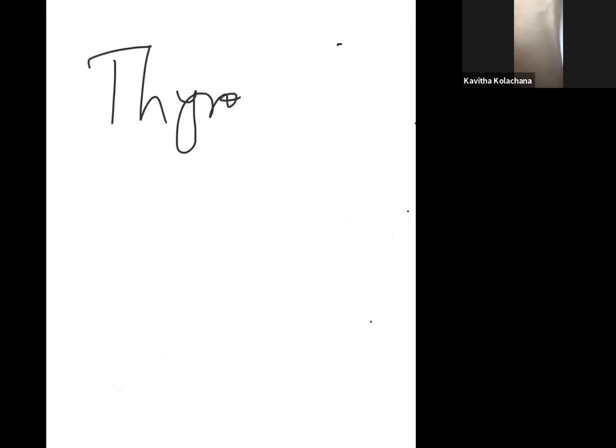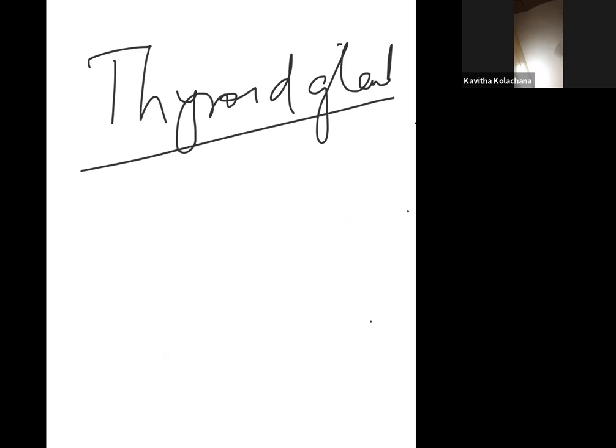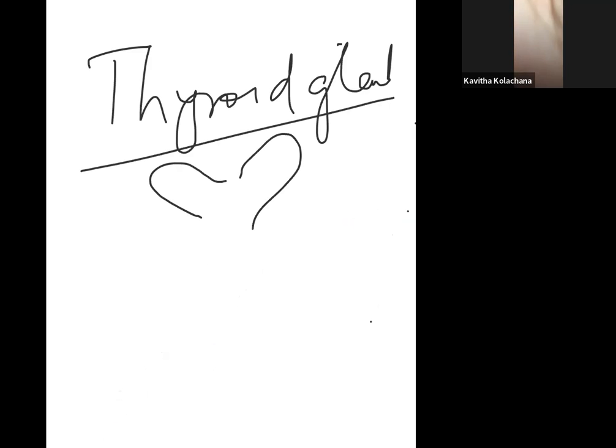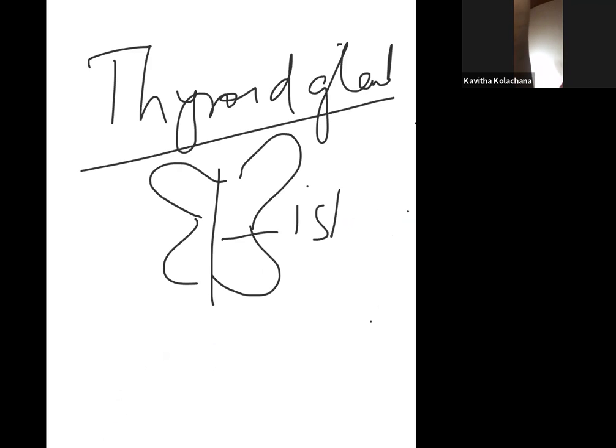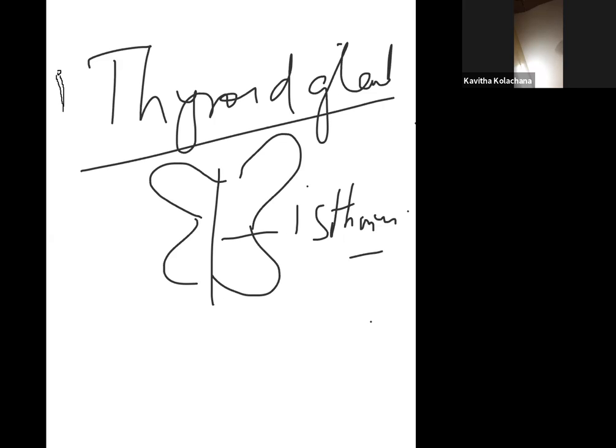Now coming to the next most important one, the thyroid gland. Where is it located? Below the larynx, on each side of the upper trachea. It is a bilobed, butterfly-shaped gland connected by a narrow isthmus. It is the largest endocrine gland. The isthmus is not glandular, just a junction.